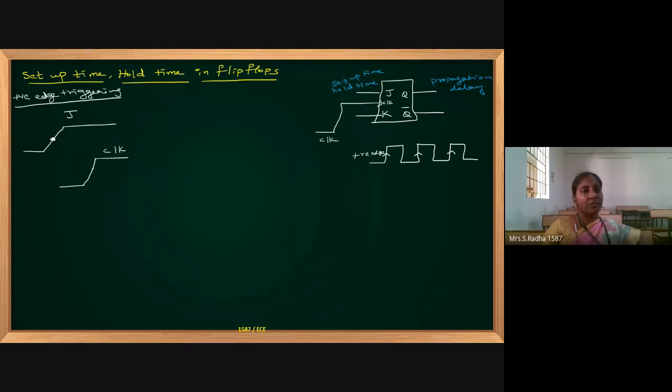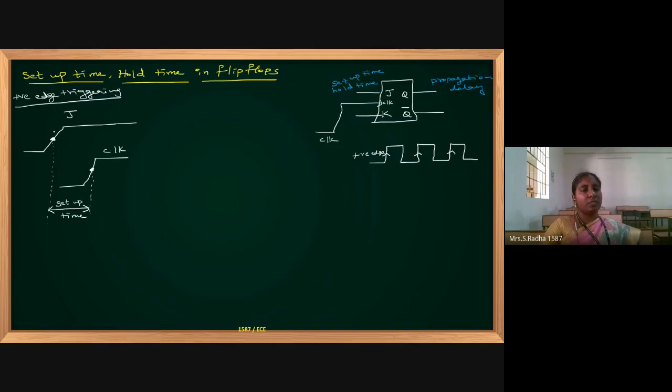Only after the clock is given will the input be detected by the flip-flop. The input is already available from this time, and this is the time where the clock is provided. So this is the amount of time required for detecting the input. This is called setup time. Input is set up. This is called setup time.